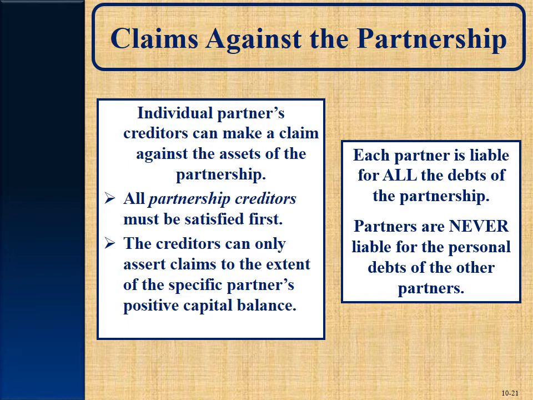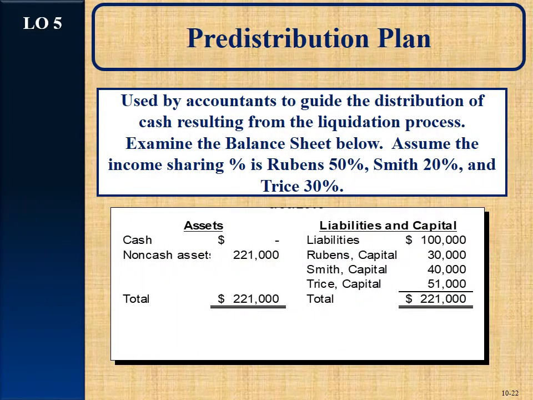Each partner is liable for all the debts of the partnership. Partners are never liable for the personal debts of the other partners, but a partner may use their partnership balance as collateral on a personal loan, and that's what we have to be careful of. The plan used by accountants to guide the distribution of cash resulting from the liquidation process is called a pre-distribution plan.